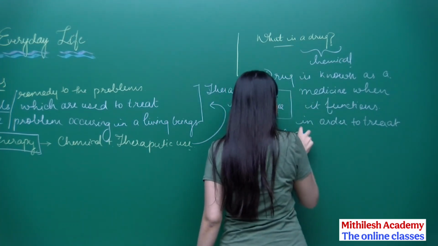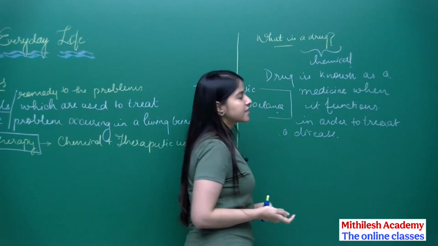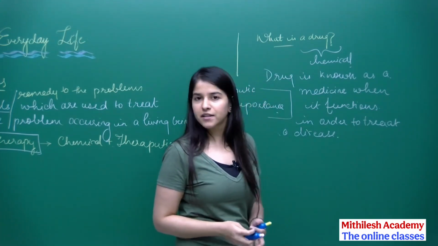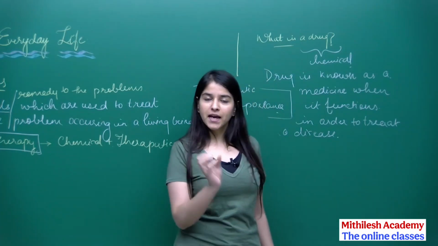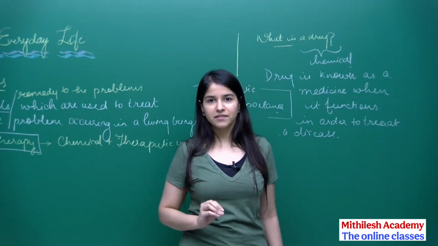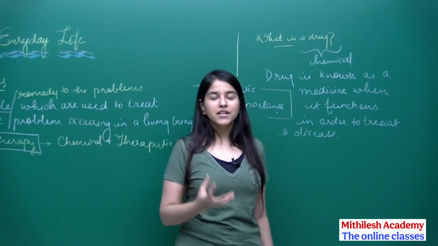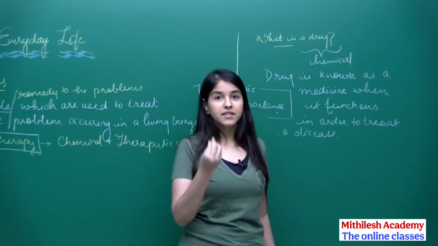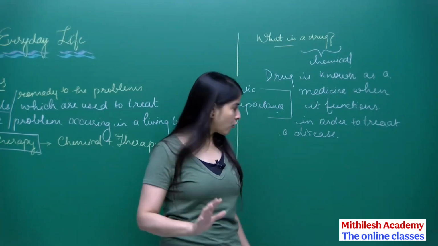Treat a disease. So that is nothing but known as a drug. So drug is nothing but a chemical, and why we call it a drug? Because it has a specific class of chemicals. It acts in a certain way. What kind of an action, what kind of an interaction does a drug actually have? We will be discussing this also.